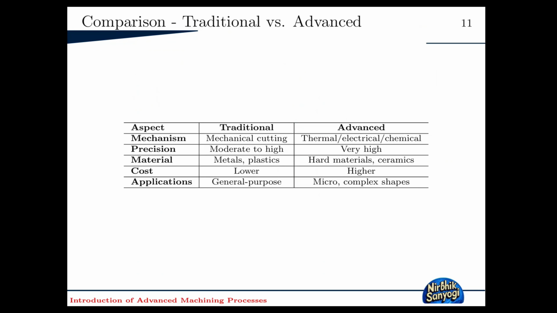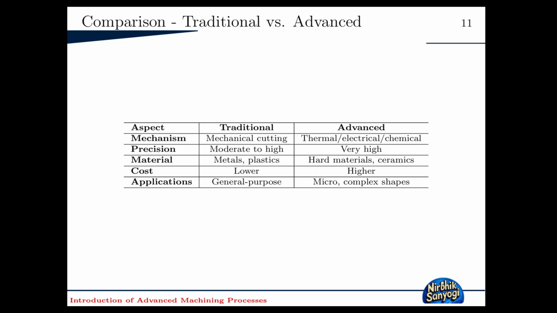If we compare traditional versus advanced machining processes, then you can see the mechanism. It is traditional mechanical cutting in traditional machining, whereas in advanced machining processes it could be thermal, electrical, or chemical. Precision-wise, it is moderate to high in the case of traditional machining, while in advanced machining processes it is very high, much better than traditional machining, I can say.